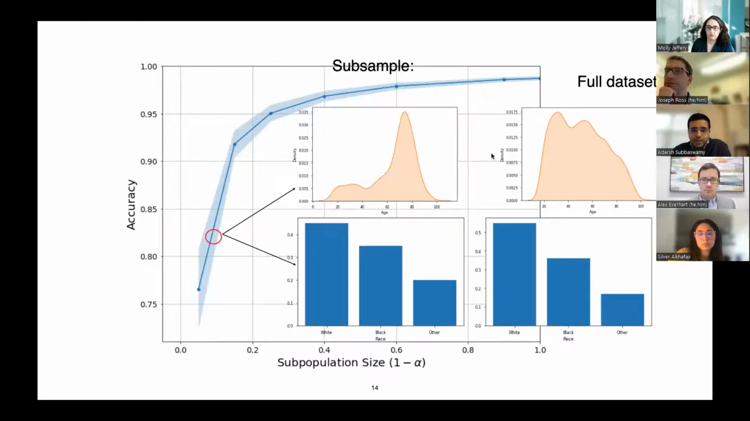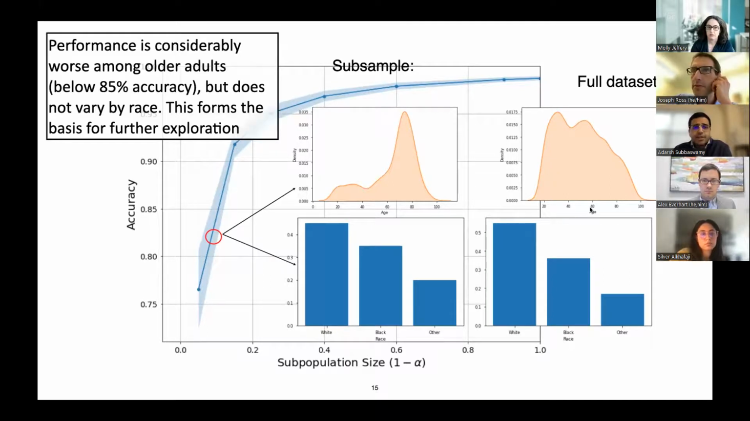So we can investigate the statistics of these populations. On the right here, we have the age distribution for the full data set, as well as the race distribution. And on the left here, we have the age and race distribution again for this worst-case 10% subpopulation. One striking difference is in the age distribution. While patients aged 20 through 90 are well represented in the full data set, in the worst 10% subpopulation, there's a higher concentration of older patients between age 60 and 80.